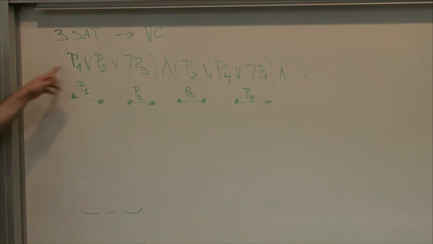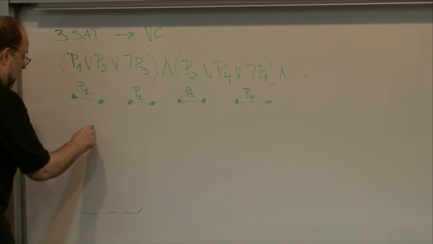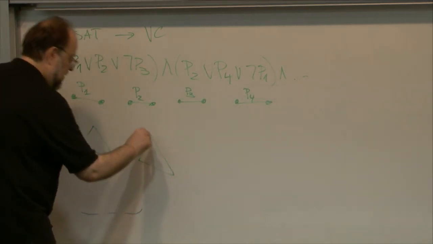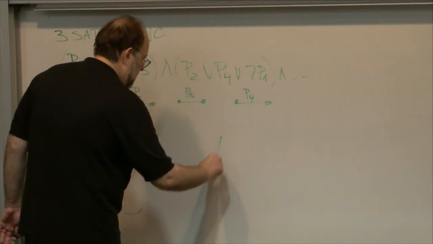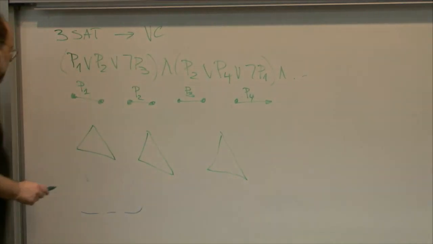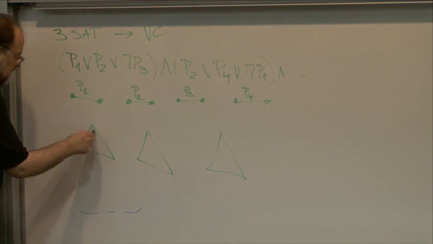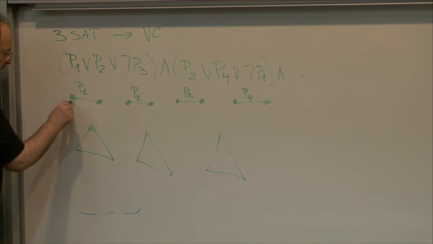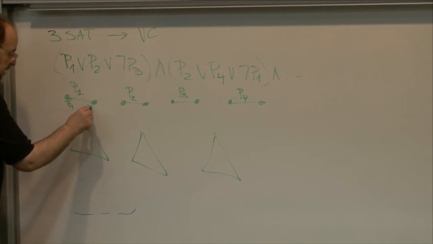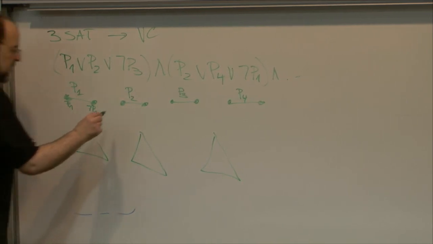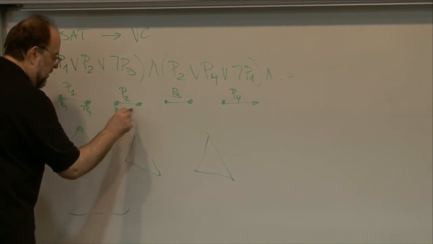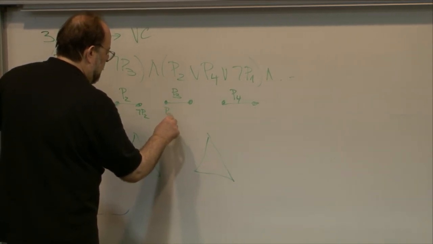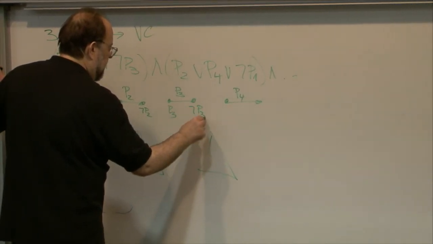Now each clause gets a triangle. Voila, each clause gets a triangle. And now you do the following. One end of each segment will be called P1, and the other end will be called not P1. This one will be called P2 and not P2. And this one will be P3, and this one will be not P3, and so forth.